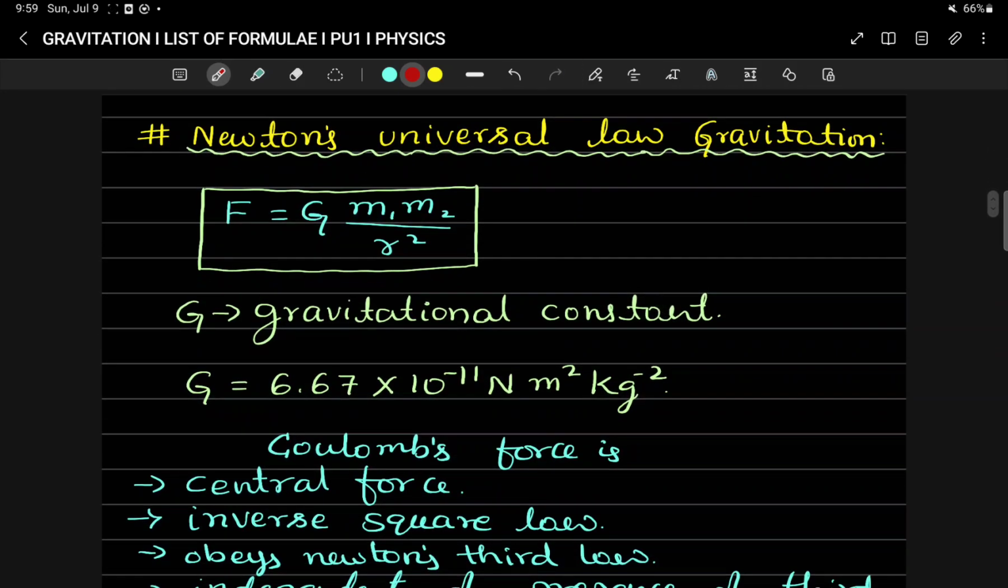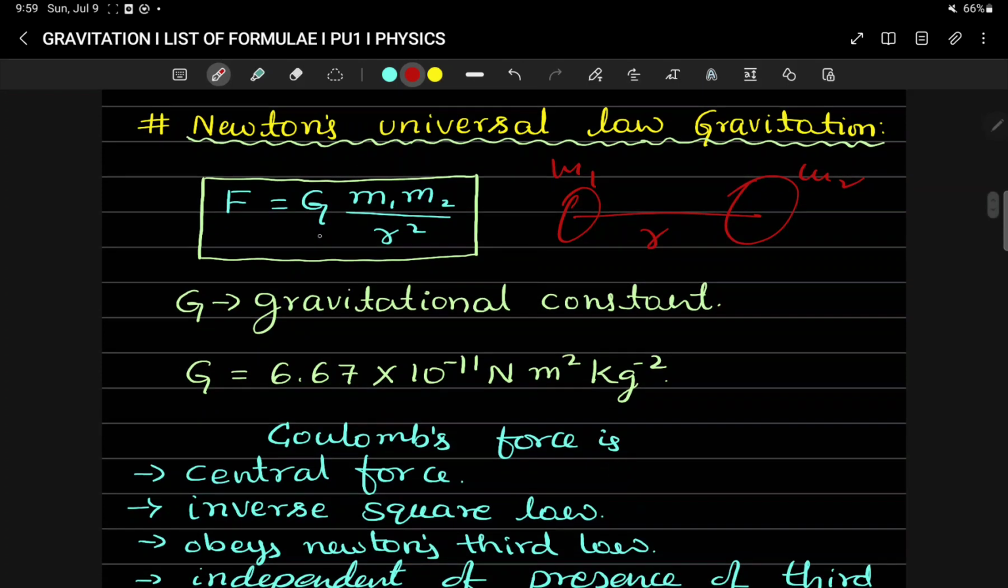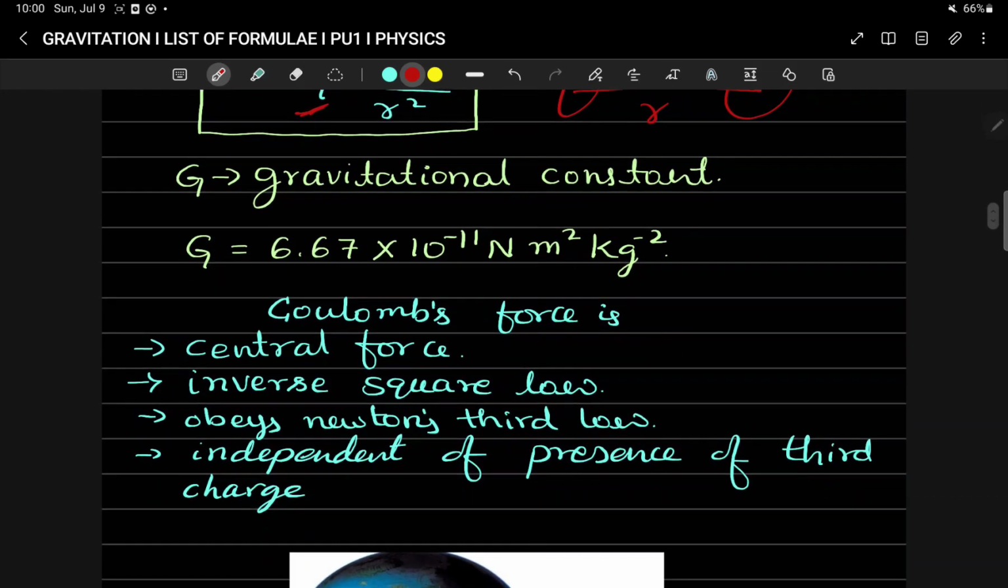Next we have Newton's universal law of gravitation, that is F is equal to G m1 m2 by r square. I am not explaining the concepts in depth, I am just giving the list of formulae here, so I will be moving a little fast. F is equal to G m1 m2 by r square. This gives the force between two objects having mass, where r is the distance between their centers. Here G is called the gravitational constant and its value is 6.67 × 10 to the power -11 Newton meter square per kg square.